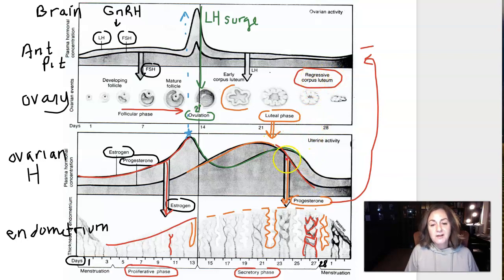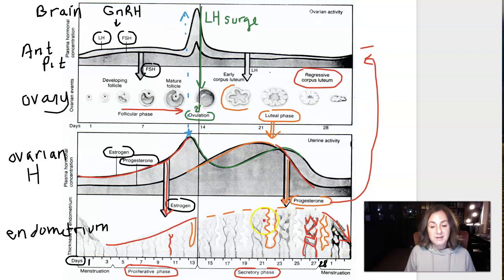So LH levels go down, that causes death of the corpus luteum, and that's going to cause the progesterone levels to go down because the progesterone is coming from the corpus luteum. And when the progesterone levels go down, you can't maintain the endometrium, and so the endometrium dies off. And as the endometrium dies off, it will actually detach, the stratum functionalis will detach from the stratum basalis and get shed from the uterus as menstrual flow.